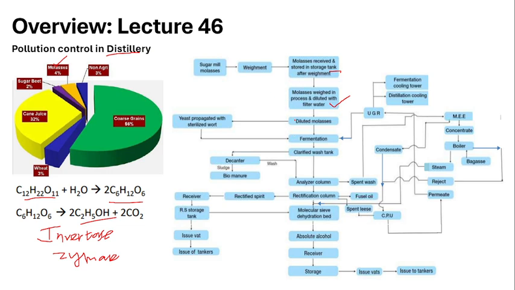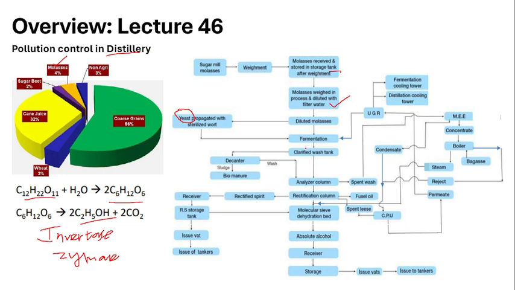Then this diluted molasses is mixed with the microorganism called yeast. Yeast is used because this is the microorganism that gives us the required enzymes, invertase and zymase, for the fermentation process. So this yeast is mixed with the diluted molasses, and this is subjected to the fermentation process.